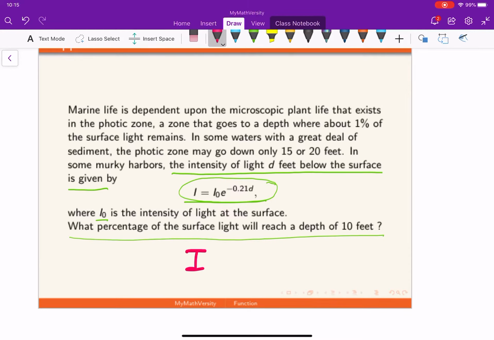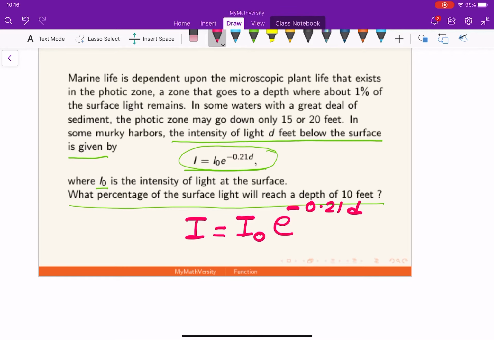Let me write the relationship first. The intensity of the light d feet below the surface can be obtained by taking the intensity of the light at the surface multiplied by e to the power minus 0.21 times whatever the depth is. The question asks us to find the percentage of the surface light at 10 feet below the surface, so we have d equal to 10.